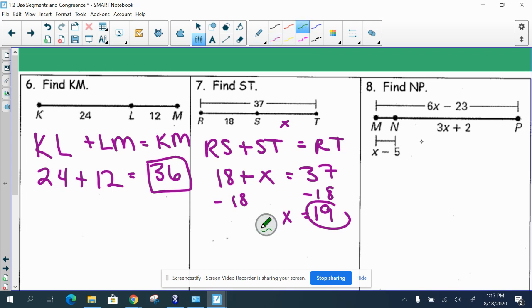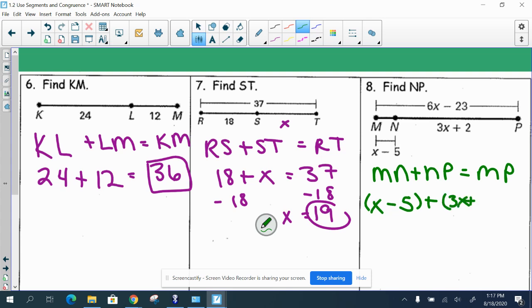All right, number 8. So number 8, we've got all sorts of expressions here. So we can say, first, based on the segment addition postulate, MN plus NP equals MP. And then plug in the expressions. x minus 5 plus 3x plus 2 equals 6x minus 23. Okay, so now just simple algebra, combine like terms. x and 3x make 4x. Negative 5 plus 2 is negative 3.